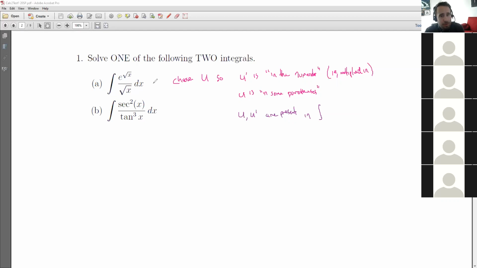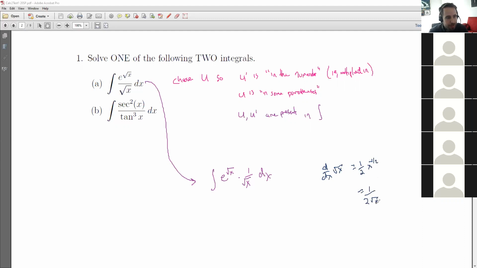And so at the moment, it's not immediately clear what our U might be. But if we think about it a little bit, I'm going to just take this first one to look at, right? I'm going to rewrite this as e to the root x times 1 over root x dx. And I'm going to think about what I know about integrals, and I'm going to remember that the derivative of the square root of x, right? Well, the square root of x is just x to the 1/2, and so that becomes 1/2 x to the negative 1/2, which is 1 over 2 square root of x.